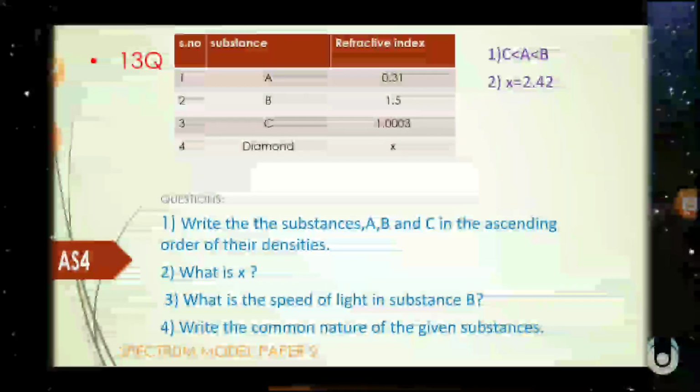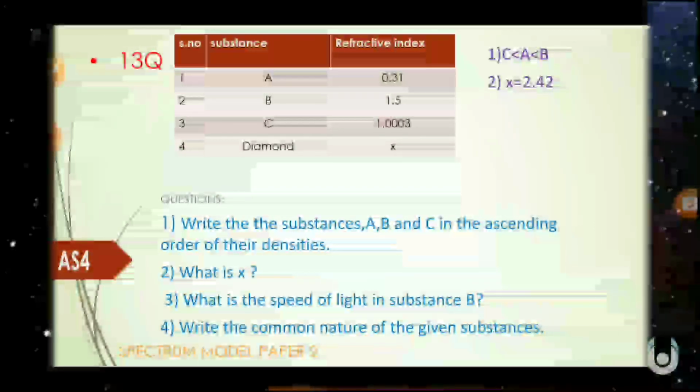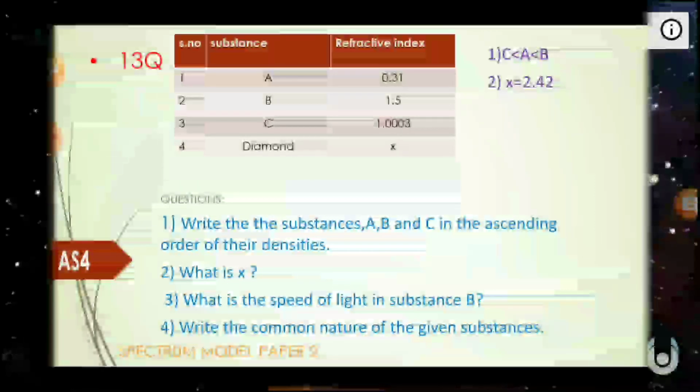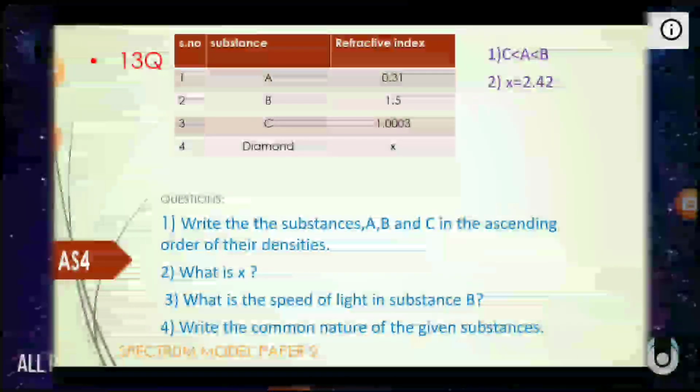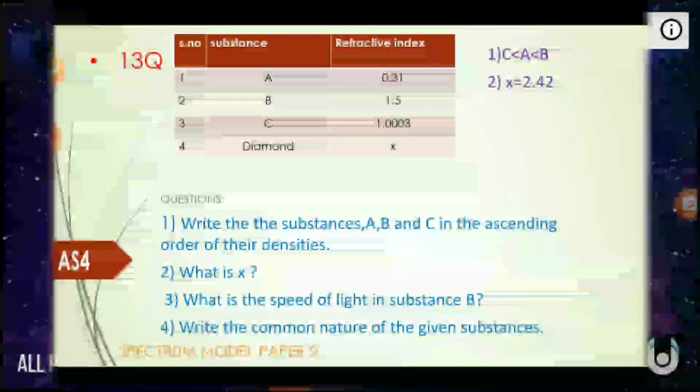Second question, what is X? We know that the refractive index of diamond is 2.42, hence the X value is 2.42.